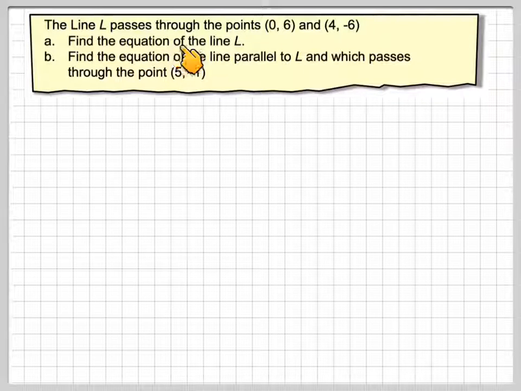The line L passes through the points (0, 6) and (4, -6). Find the equation of the line L. Find the equation of the line parallel to L, which passes through the point (5, -1).